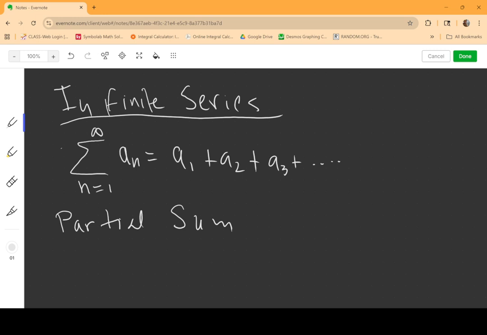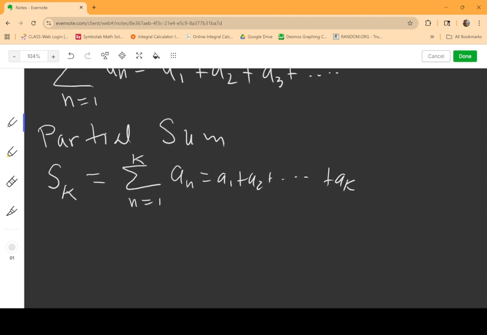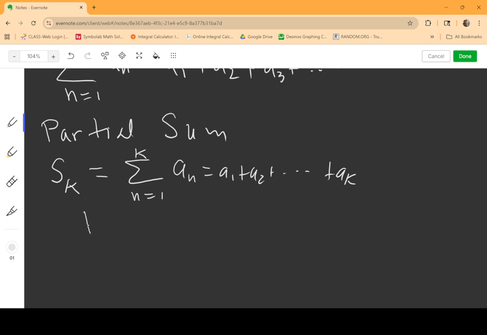We define a partial sum, like the kth partial sum, with this notation, where we take the sum from n equals 1 to k. So not an infinite one. We look at a1, a2, all the way up to a sub k. This is what we call the kth partial sum.